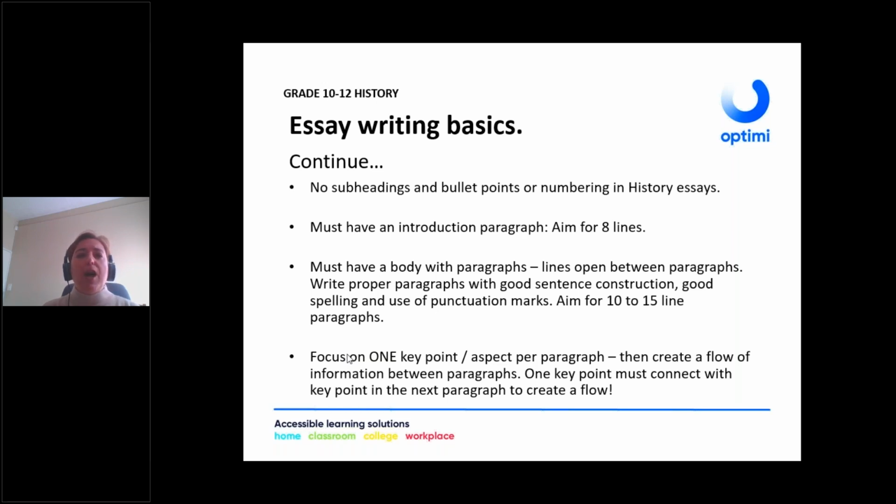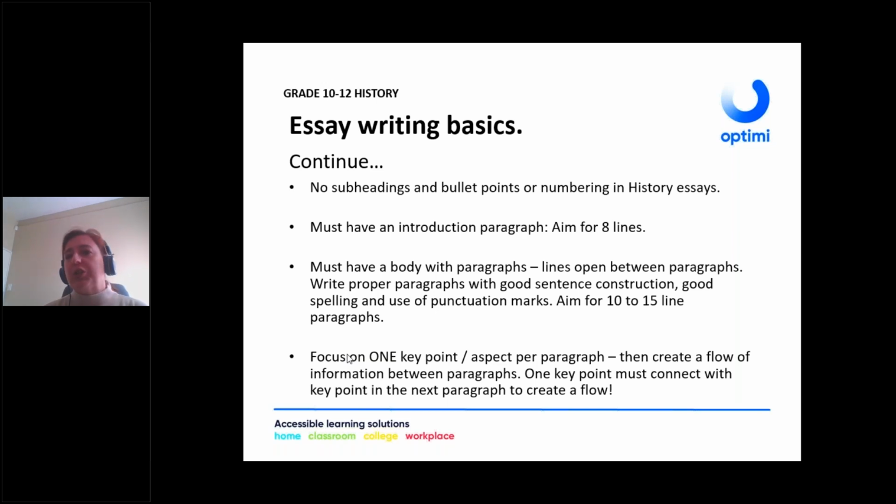So please, maybe in life orientation and other subjects, you can use subheadings and bullet points or numbering and so forth, but in history, you are not allowed to use those things. All right. Then you must have an introduction paragraph. This can be shorter than the rest of your paragraphs. So here you can at least aim for 8 lines, where you introduce the marker or the reader of your essay to your argument or to the topic of the essay that you are writing.